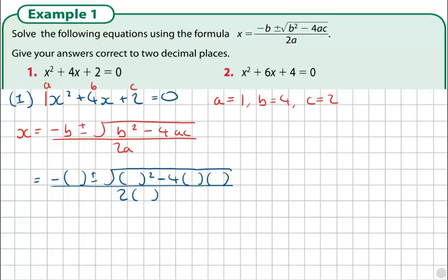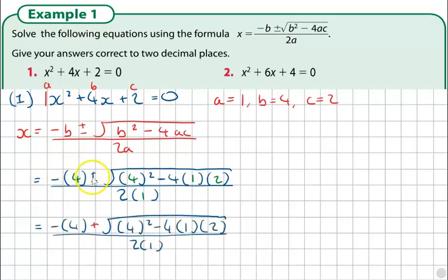I then start to substitute into the brackets. So I replace the b with 4 because b is equal to 4. I replace that b with 4 as well. I replace the a with 1 because a is equal to 1. I replace that c with 2 because c is equal to 2. And I replace the a with 1 because a is equal to 1.